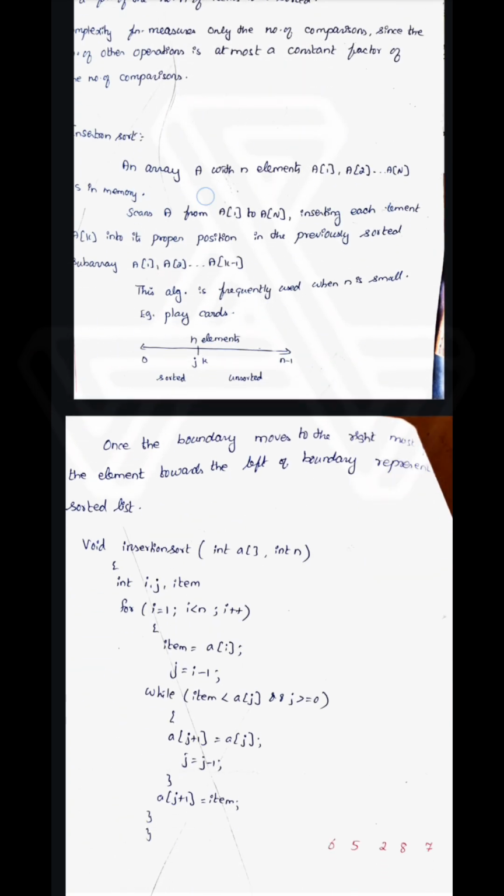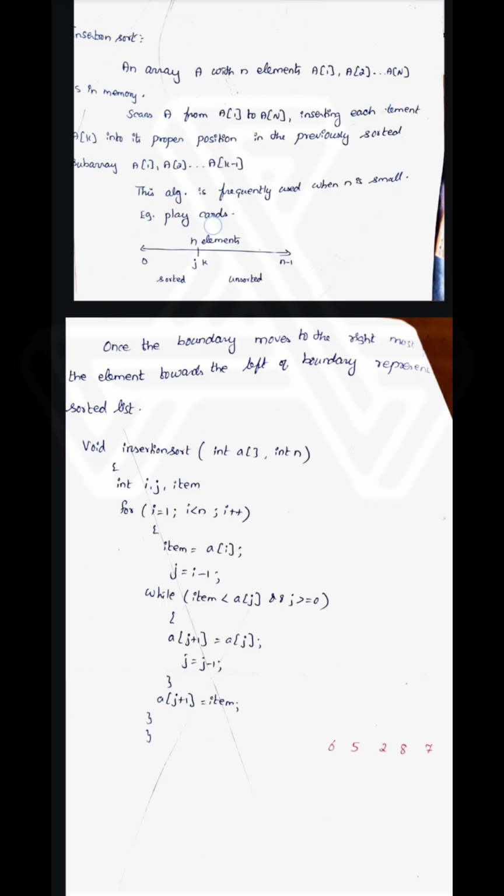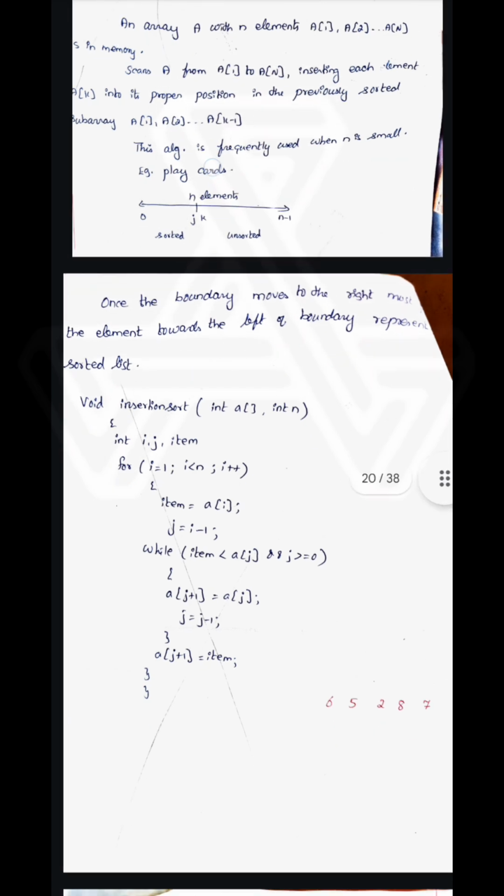Number of comparisons. Insertion sort. Consider an array A with n elements, A[1], A[2], ..., A[n], in memory. The algorithm scans A from A[1] to A[n], inserting each element A[k] into its proper position in the previously sorted subarray A[1], A[2], ..., A[k-1]. This algorithm is frequently used when n is small. Like playing cards, once the boundary moves to the right, the elements towards the left of the boundary represent the sorted list.